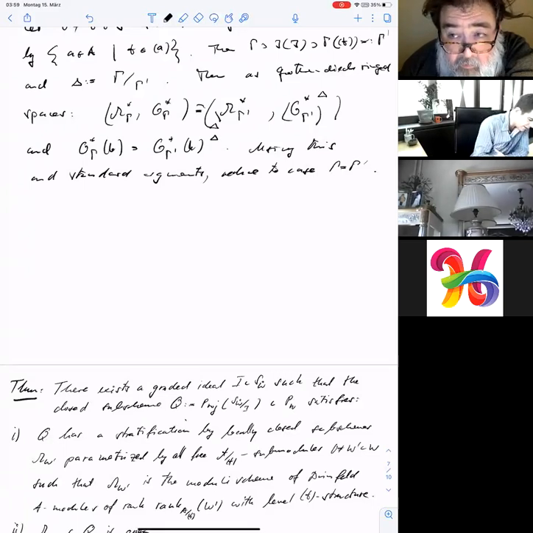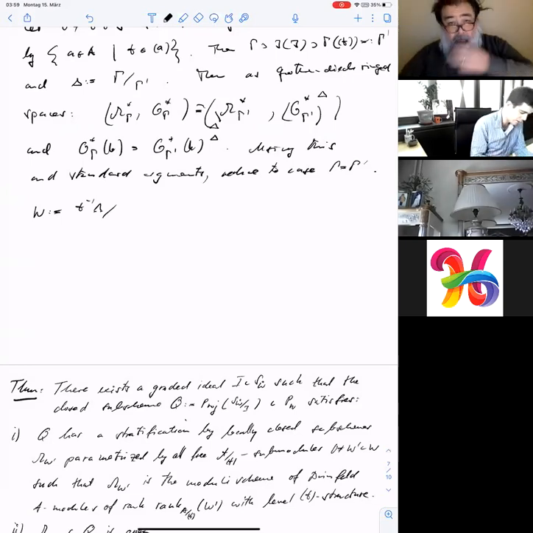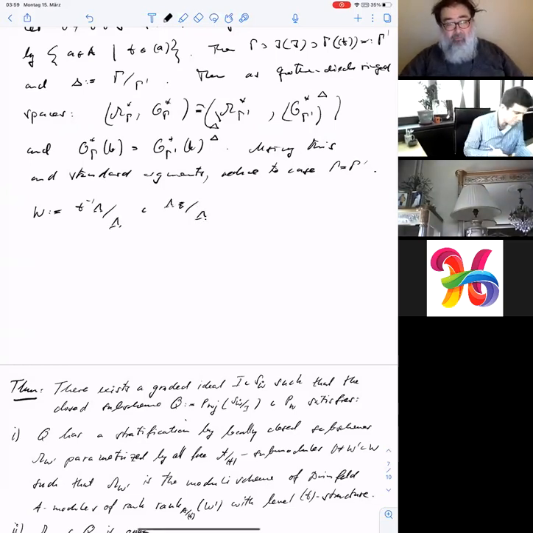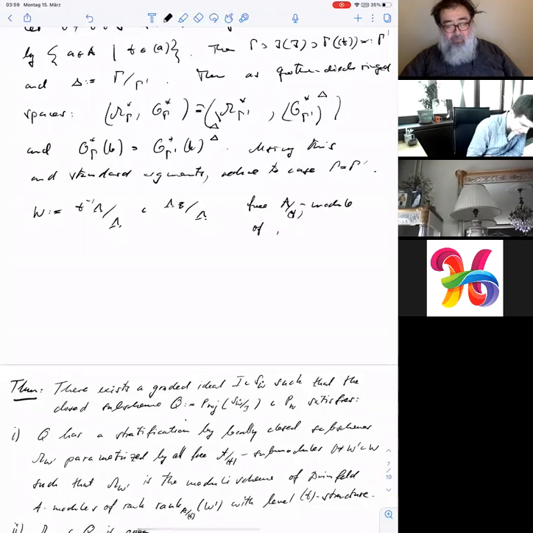In that case, consider the following module, which sits in lambda e divided by lambda. It's an A/T module of rank equal to the rank of lambda, which was e.